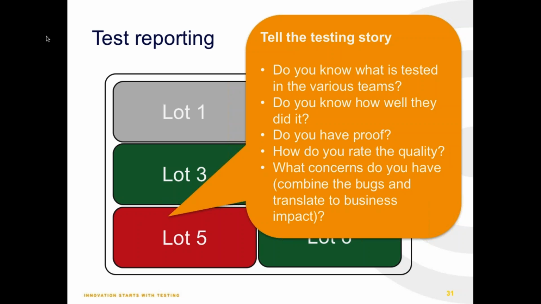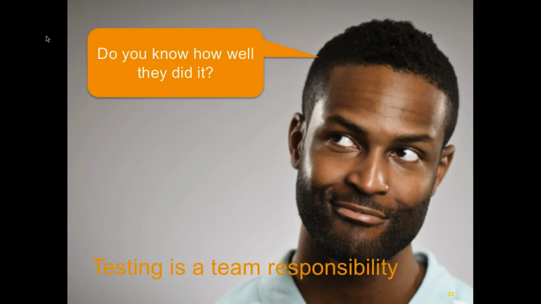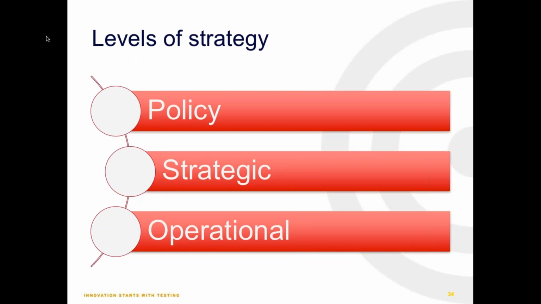And then, of course, if you do testing, how do you rate the quality? And there might be some concerns that you want to put in the organization. So a combination of bugs into business impact. And very luckily, in Janet's talk at the Agile Testing Days that I referred to, she showed some kind of test matrix as well. So I think we kind of agree. It looks different, but it serves the same purpose. And then you need to know, of course, how well the team did their work. So that's where the auditing comes from, the coaching is coming from, because otherwise it's a useless test story.